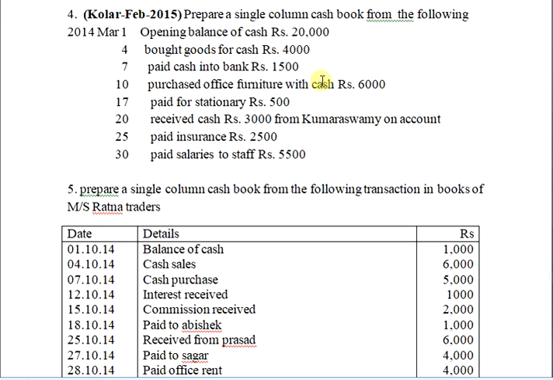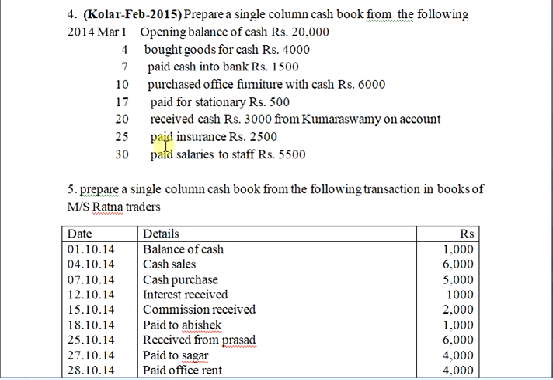With cash we are purchasing. When we purchase office furniture, our cash balance will decrease, so it should be taken under which side? Credit side. 17th, paid for stationery rupees 500. When we pay for stationery, what happens? Our cash balance reduces, so it should be taken under which side? Credit side. 20th, received cash rupees 3,000 from Kumaraswamy on account. We are receiving cash from Kumaraswamy, so it increases what balance? Cash balance.